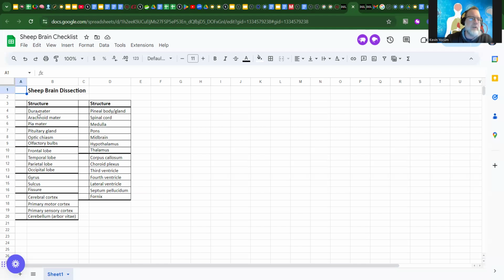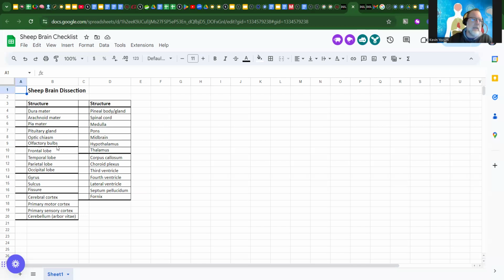So from superficial to deep, we're going to see the three meninges, and then we'll look at the inferior aspect, or the underside, of the brain, and we're going to see the pituitary gland. When we take the dura mater off, oftentimes the pituitary gland will come with it, which we'll see. And then the optic chiasm. Chiasm means cross, so we may see where the optic nerves form kind of an X.